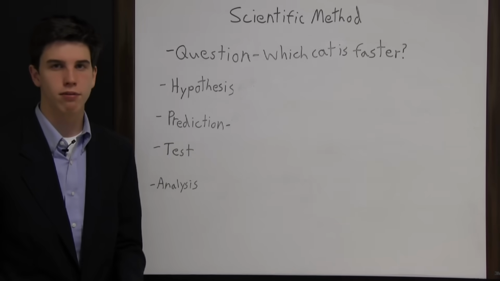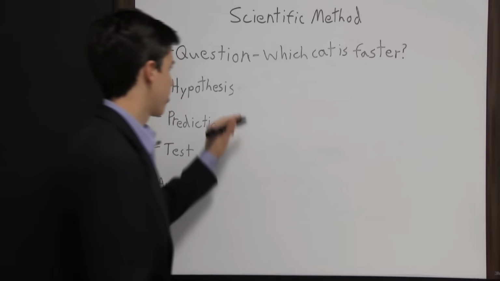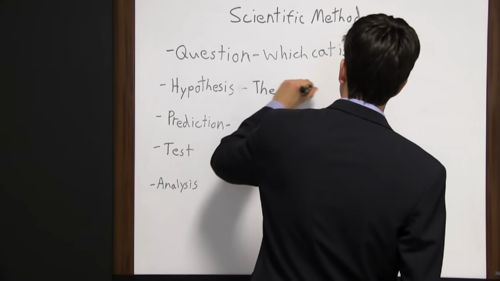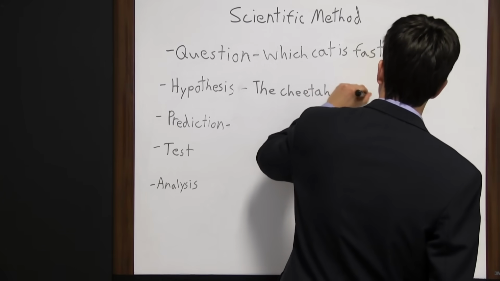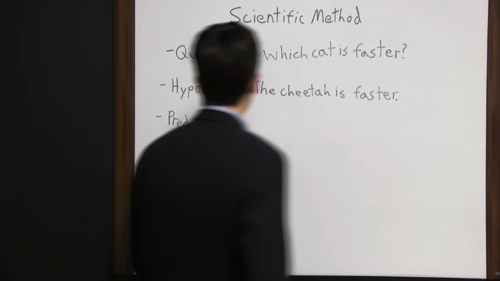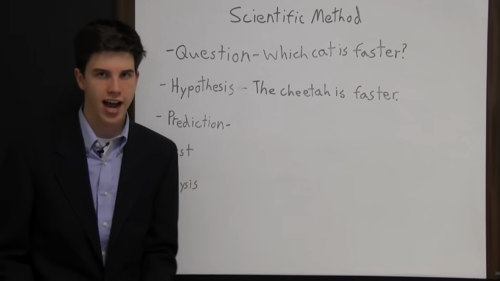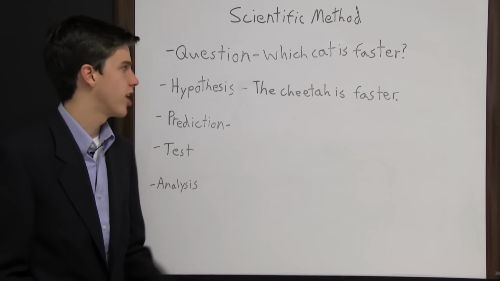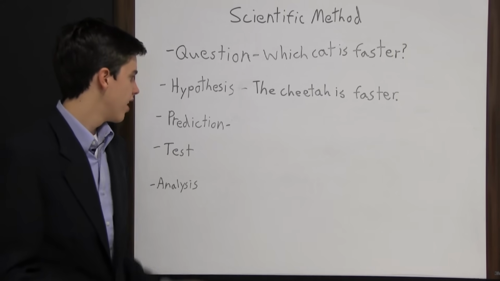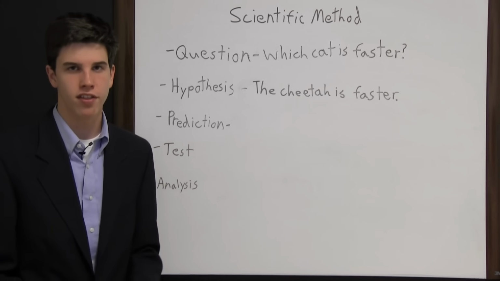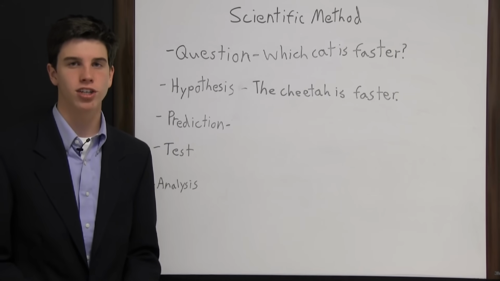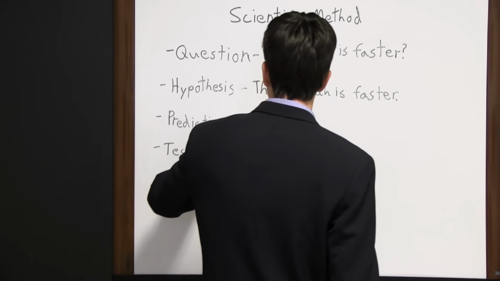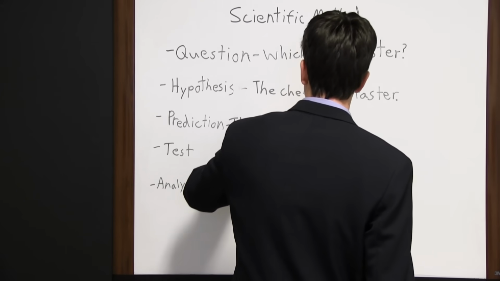Then the scientist, based off of prior knowledge, is going to formulate a hypothesis. In this case, the hypothesis is going to be the cheetah is faster. Notice how the hypothesis is written as an established fact. It's because through the experiment portion of the scientific method, the scientist is going to try to prove his hypothesis true. Then comes the prediction portion of the scientific method. In this portion, the scientist is going to try to clarify his hypothesis. So in this case, the prediction is going to be the cheetah will be faster over a 60-meter period.